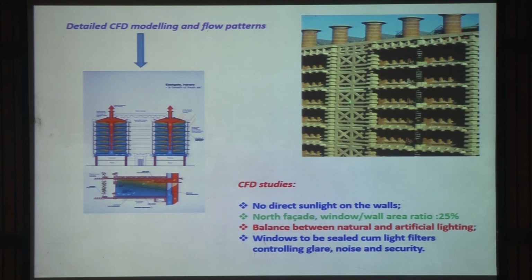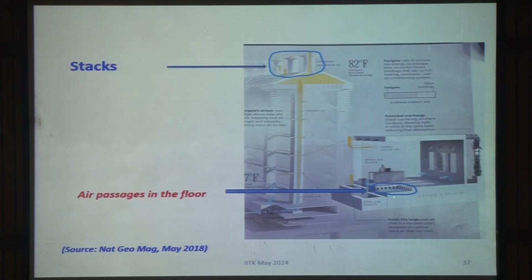So this is how it looks like. So now let me summarize for you. So these are the passages. These are the chimneys. Air passages in the floor is going up and just going out. So you can see that it was profiled in National Geographic magazine in May 2018, and it has received several awards of sustainability, green buildings, and all those things.